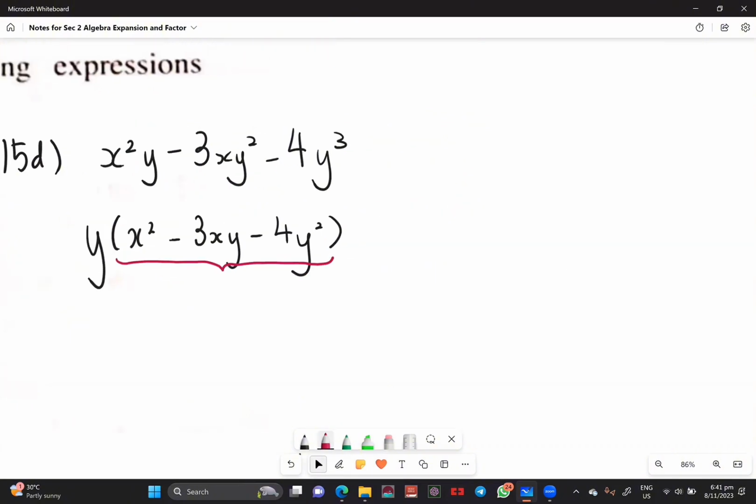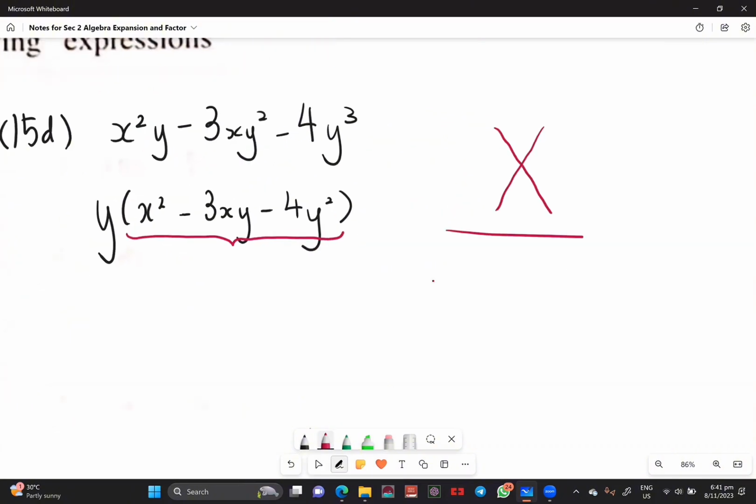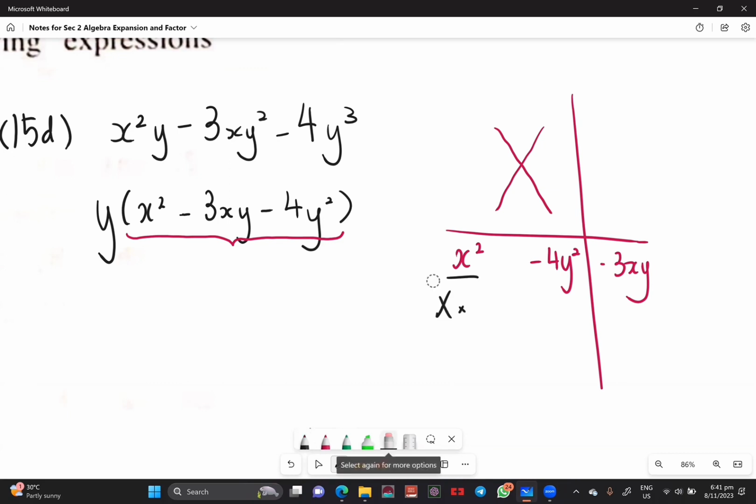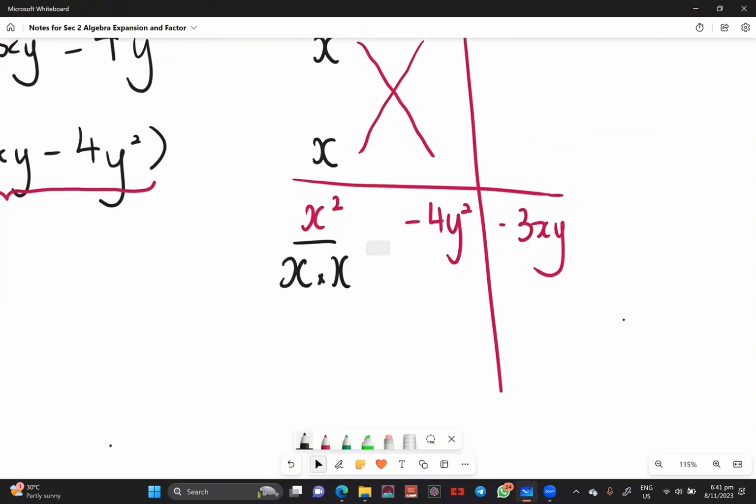So as per usual, again, draw it out. x squared is over here. Negative 4y squared is over here. Negative 3xy is over here. Everyone should know for x squared, it will be just x times x. Agree so far? So we have x over here, we have x over here. Simple as that. But for the negative 4y squared, that will be a little trickier.